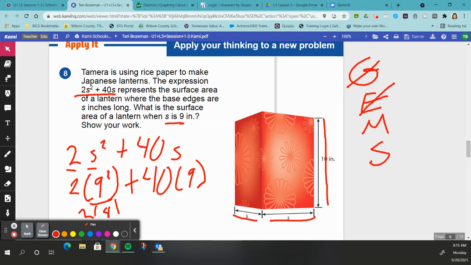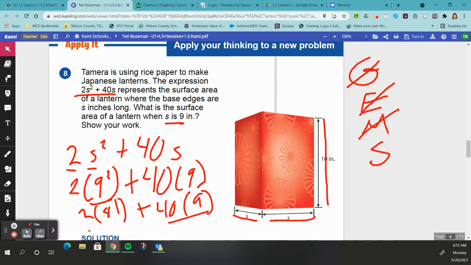So then I have 2 times 81 plus 40 times 9. So then I would do my multiplication. I would multiply here, and I would also multiply here. And then I would do my addition and subtraction. In this case, it would just be adding what I get when I multiply those two. So that will give you your solution for the surface area of that lantern.